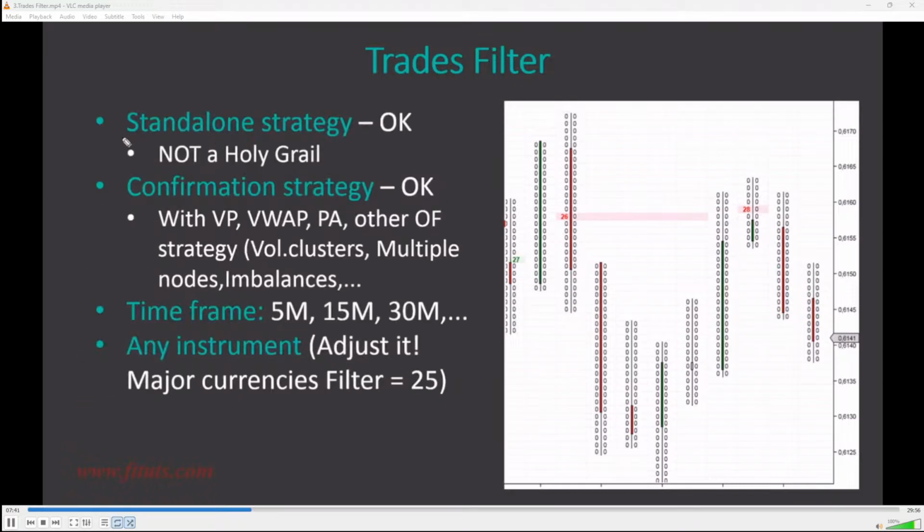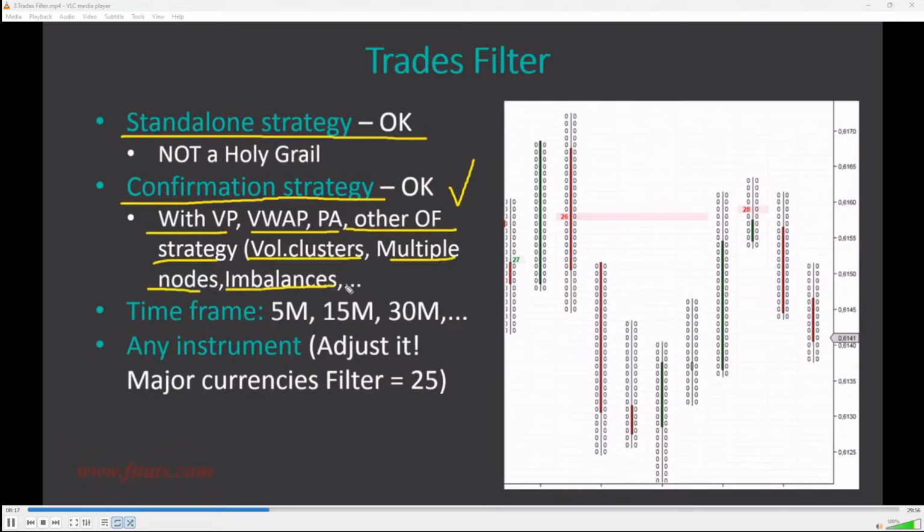Now, you can use this as a standalone strategy. You can also use it as a confirmation strategy. I personally prefer to use the confirmation strategy. If you use it as a standalone strategy, sometimes the strike rate will be extremely high, but sometimes it will not be so good. So it won't be as consistent as if you use it as a confirmation strategy with, for example, volume profile, VWAP, price action, or another order flow strategy, like the volume cluster strategy, multiple nodes, or imbalances.